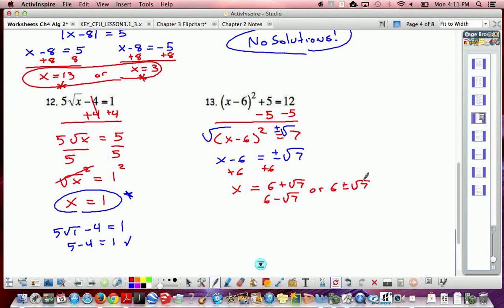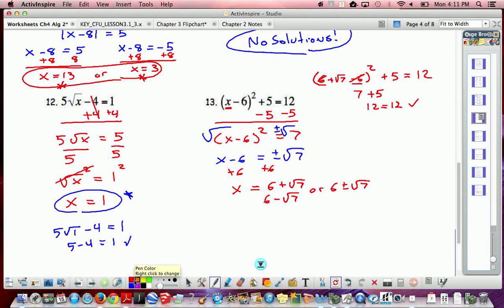However, this one's a little more interesting when checking, because when you check this one, just to show you, for the first one, I'd go 6 plus the square root of 7, so I got to replace the x with it, minus 6 quantity squared plus 5 equals 12. Well, here's what you're going to see what happens. When I combine like terms here, the 6's cross out. The square root of 7 being squared is just 7. 7 plus 5 is 12. 12 equals 12, checks off.